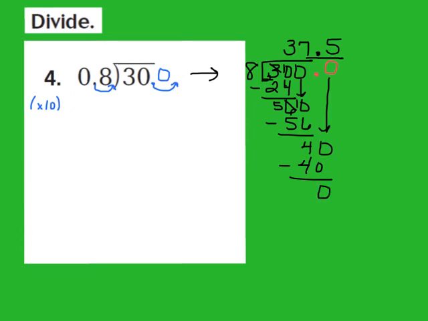Now, once again, when I've divided all of my numbers and I have no numbers left to bring down, and my remainder is a 0, I know that my division is complete. So what I know is 30 divided by 8/10 gives me a quotient of 37 5/10.